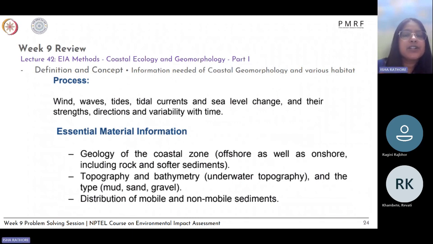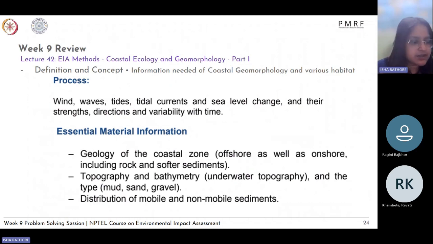So, the essential material information which we gather around all of these geomorphology related parameters is you gather information regarding the geology of the coastal zone, offshore as well as onshore, including rock and softer sediments data. You look at the topography and bathymetry or underwater topography and the type, that is the mud, sand, and gravel compositions and different parameters you look at again here, and the distribution of mobile and non-mobile sediments.